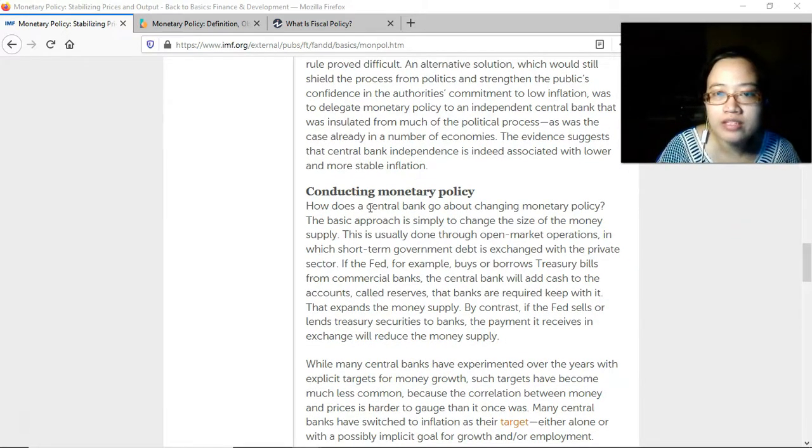Conducting monetary policy. How does a central bank go about changing monetary policy? The basic approach is simply to change the size of the money supply, either increase or decrease depending on what the economy needs. This is usually done through open market operations, in which short-term government bond debt is exchanged with the private sector. Essentially, it's buying or selling government bonds.